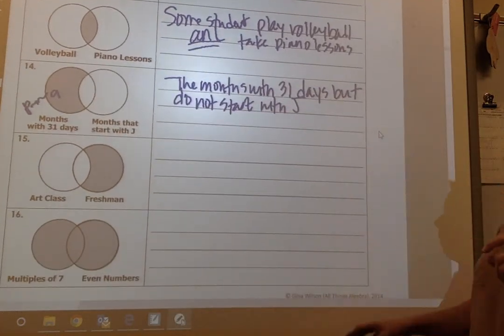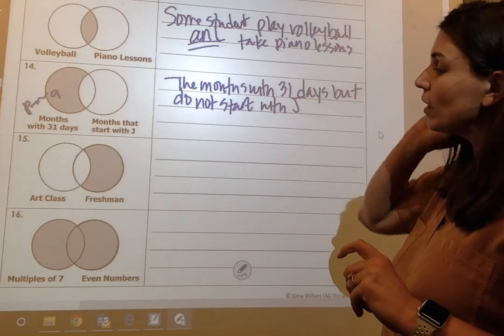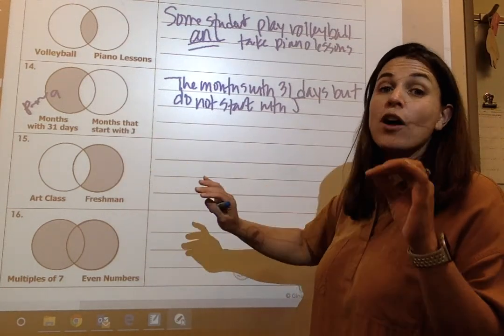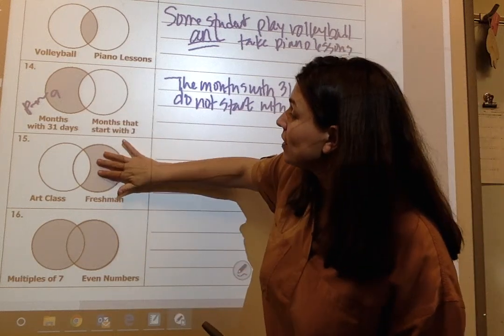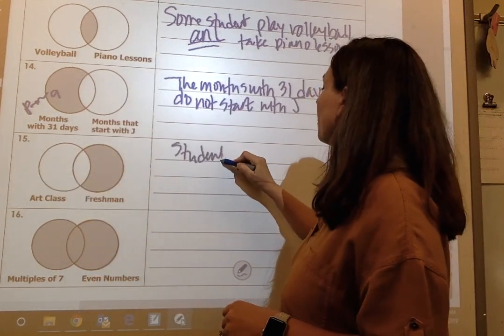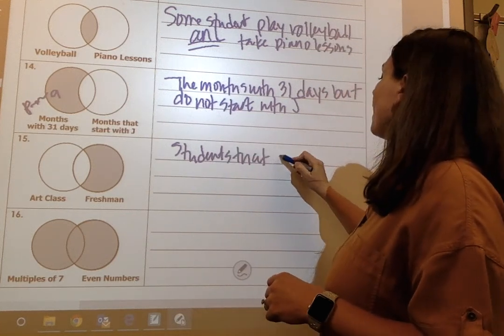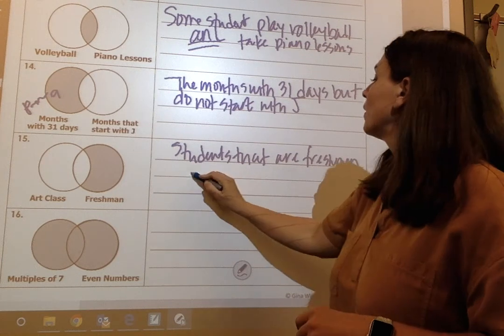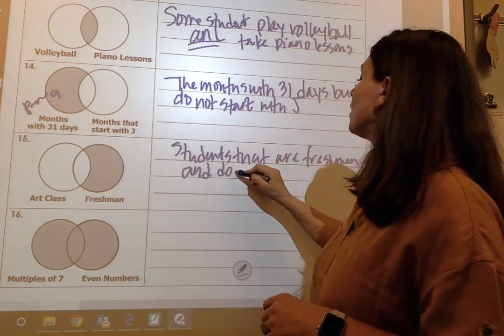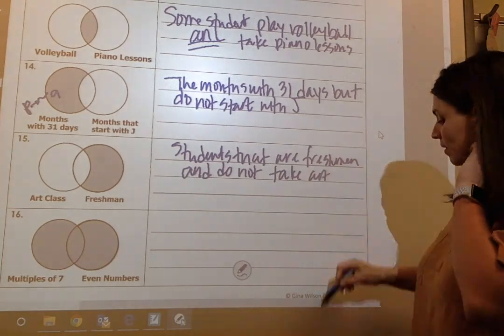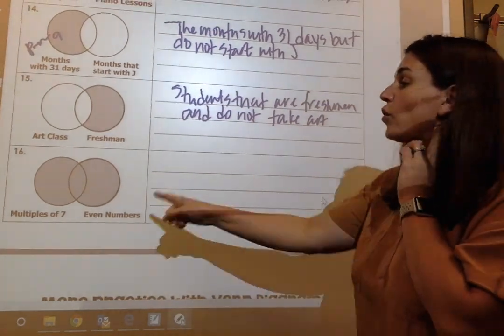All right, number 15. So this is students that are freshmen that do not take art classes. Students that are freshmen but don't take art. So students that are freshmen and do not take art.